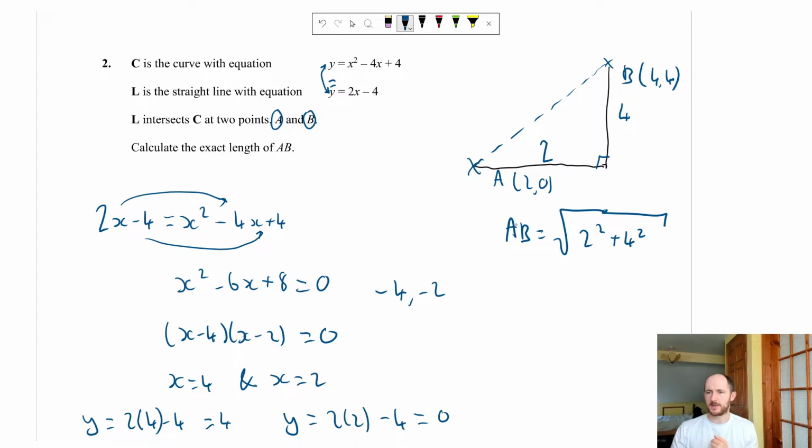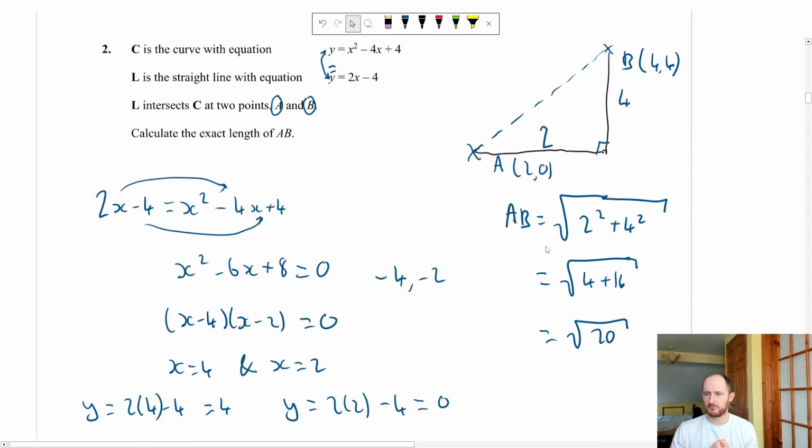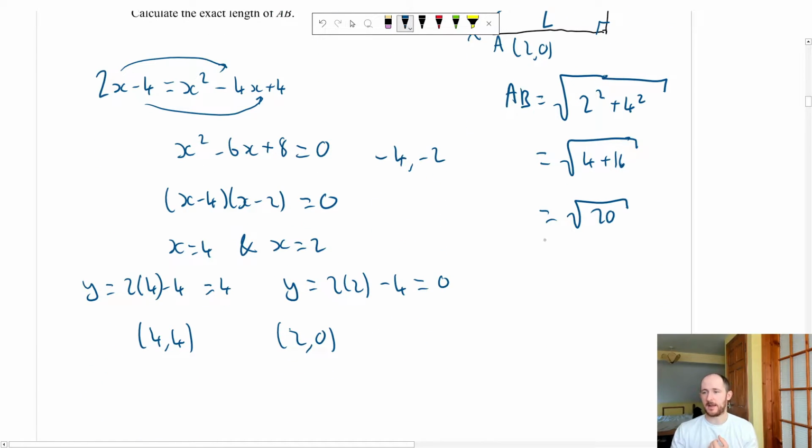I don't know if they want us to simplify the surd. We have 2 squared is 4, plus 16, so square root 20. It doesn't actually say to simplify the surd at all, so we can leave it like that. And that would be our answer for 6 marks.